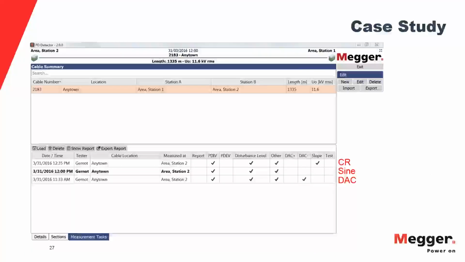So moving on to our case study now, we have this cable here, and in this order, we did damped AC, sinusoidal, and cosine rectangular testing, all on the same piece of cable on the same day, all within about an hour of each other. So it's a very representative sample.